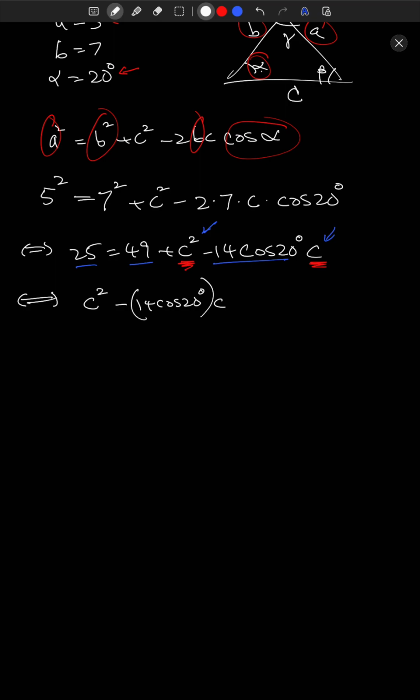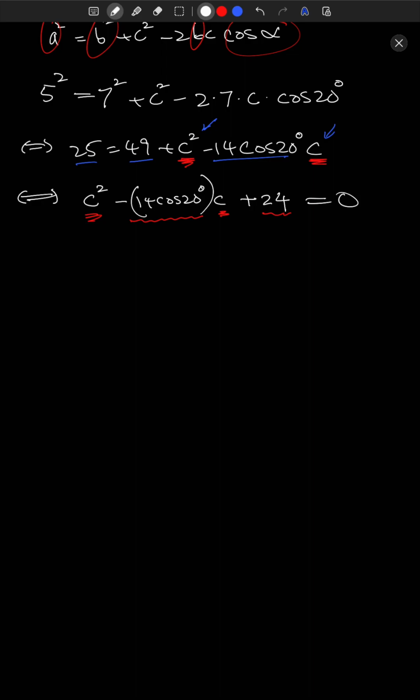And then I throw the 25 to the other side, so that's going to be plus 24. All right. Equals 0. So here, now we can literally see a quadratic equation. C squared, C, constant term, right? This guy here is a number, that guy here is a number. So I can literally immediately write down the answer.